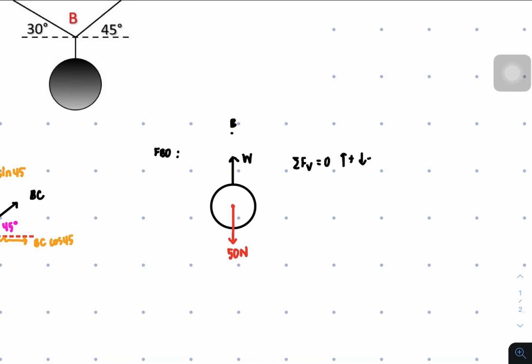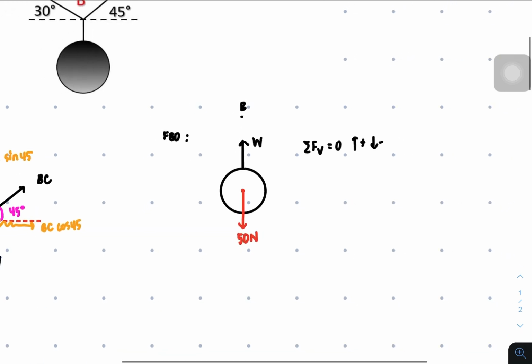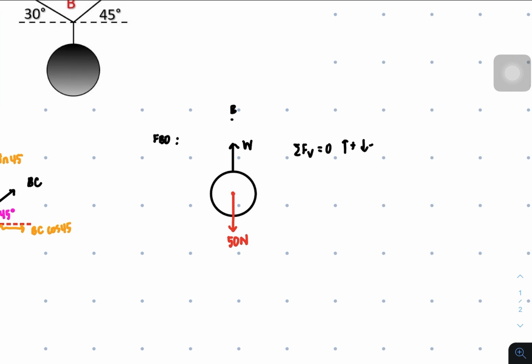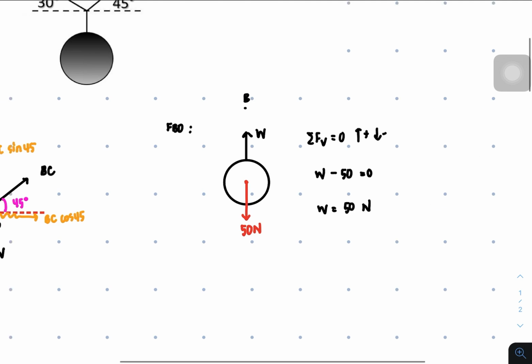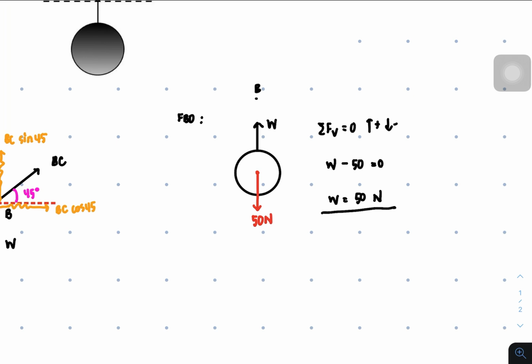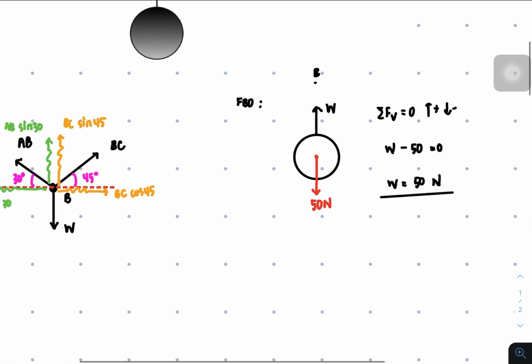So that you would adhere to the concept of equilibrium. So now we can have the summation of forces vertical, and we are getting W upward minus 50 downward equal to 0. So therefore W is 50. Transpose negative 50 to the other side. So that's 50. But this is not our final answer.